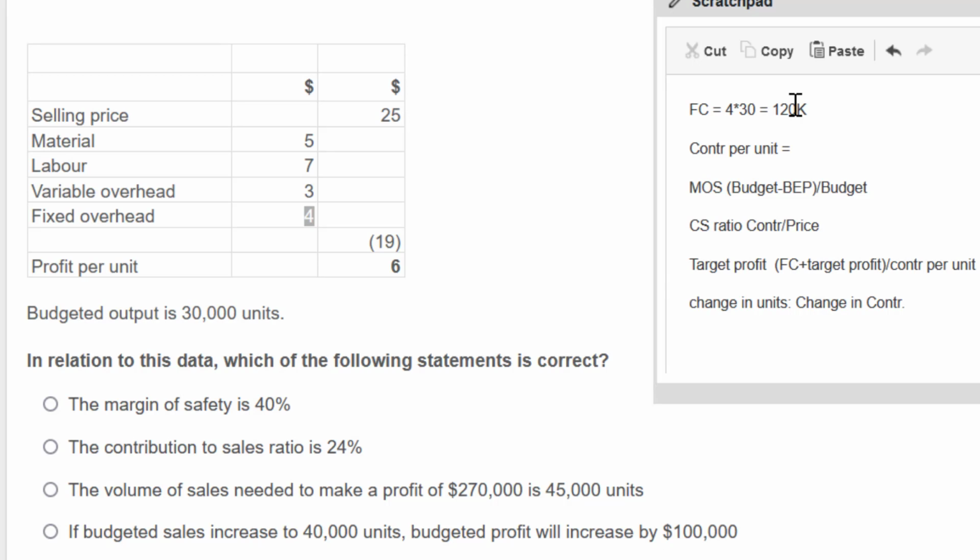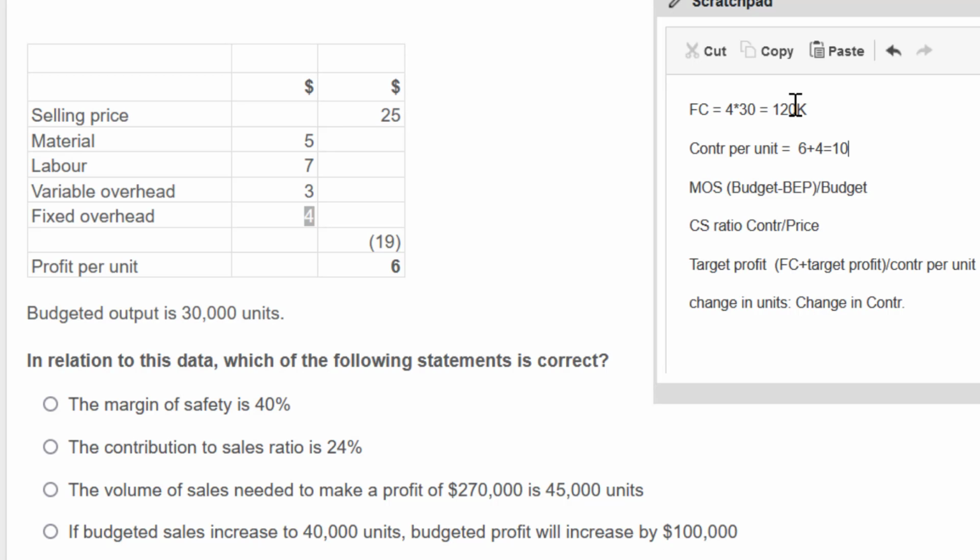Contribution per unit, as you remember, is the selling price minus the variable costs. And we want to get rid of that fixed overhead, because under absorption costing we have that fixed overhead per unit. So a quick way to do that would simply be to add the fixed costs to the profit per unit, right? So that would be 6 plus 4 equals 10. Guys, I'm writing this out for the demo. In the real exam, just do it as mental math. I just want to show you here for this demo what's happening.